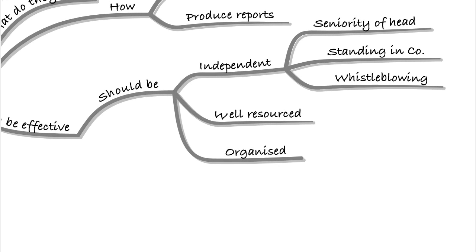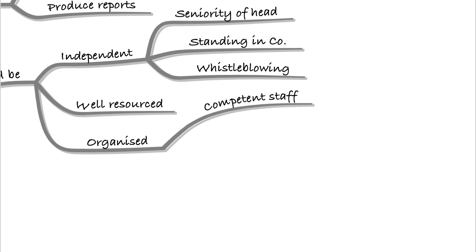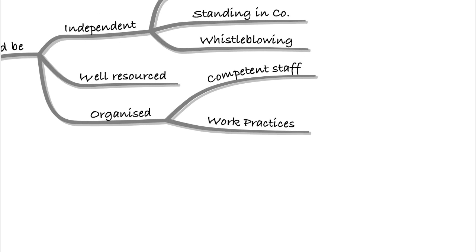And looking at the actual department, it must be well organised. That means they have to have competent staff. The staff should be qualified. They should be qualified accountants. They may well even have internal audit qualifications. They also need to have competent work practices within their own department. So there should be procedures, there should be review procedures, and there should be targeted testing to make sure that the work carried out by internal audit is of sufficient quality. So those things will need to be there for the internal audit function to be effective. They'll need to be independent, well-resourced and organised.